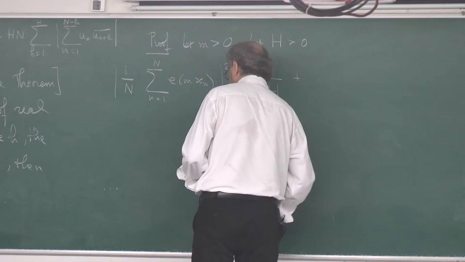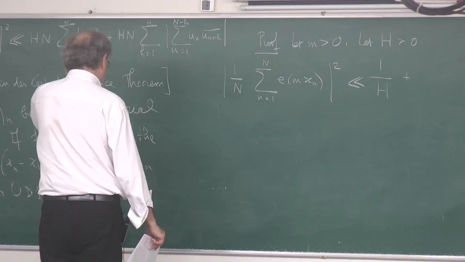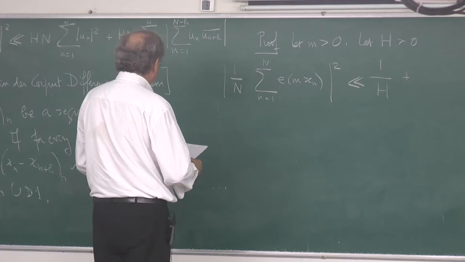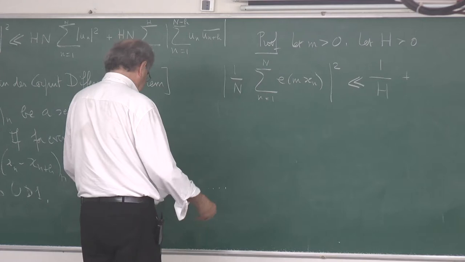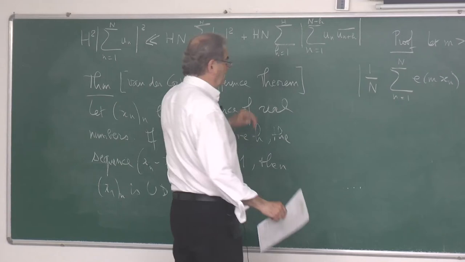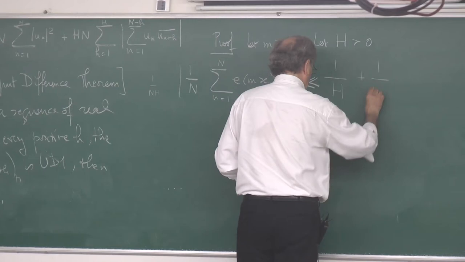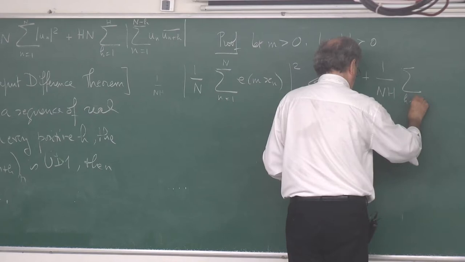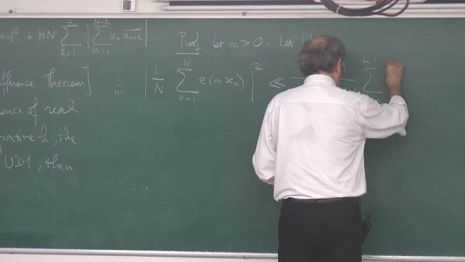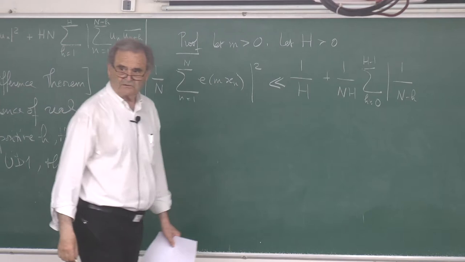Now we have to see what we have, and there will be something which is what? Did I put it? Yeah. I think this is fine. Plus. So I have here hn, and I divide by h square n square. So I have something which will be 1 over nh. Summation h is from 0 to h minus 1 of something which will be 1 over n. So 1 over n or 1 over n minus h, this is the same thing. You don't care much because little h is fixed.